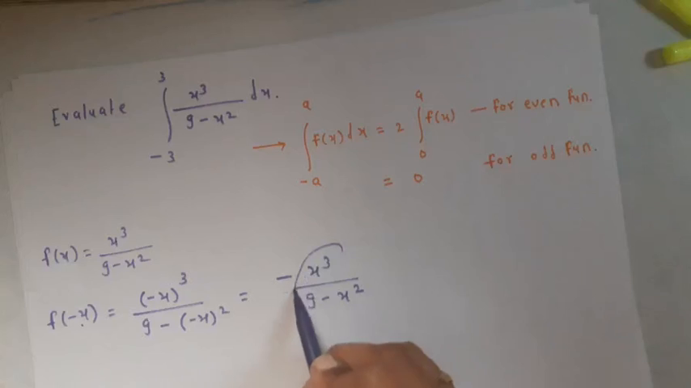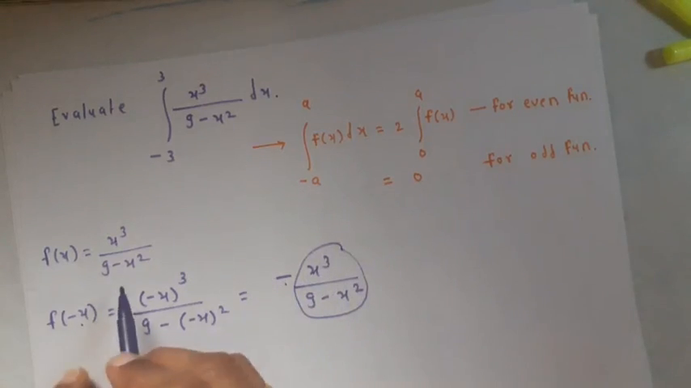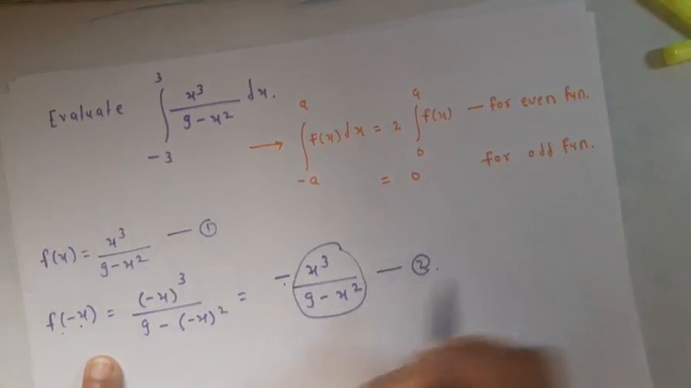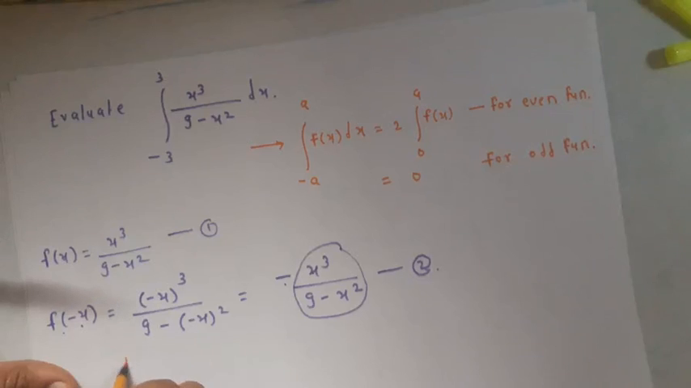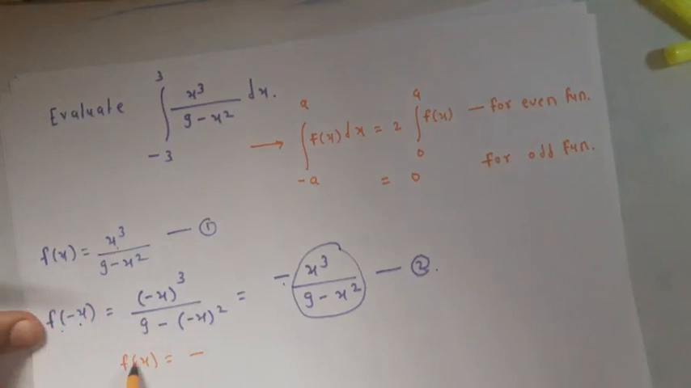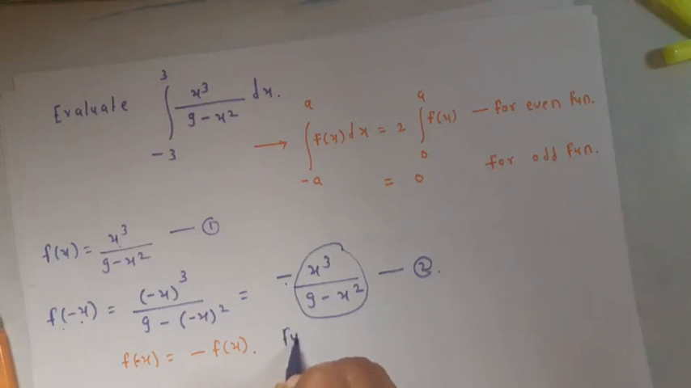If we check, students, this is f of x. This is f of x with a negative sign. Means here this is f of x and this is f of minus x. From 1 and 2 here, f of x is equal to this. We have found f of minus x, and f of minus x equals minus f of x. Hence the function is odd.